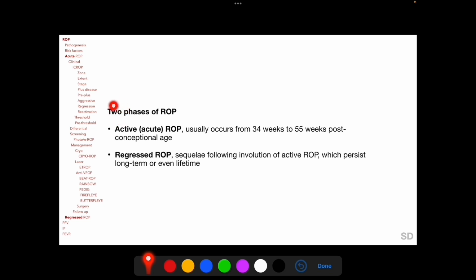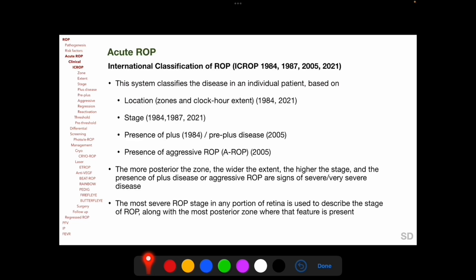Two phases of ROP are well known: an active phase and a regressed phase. Active ROP usually occurs from 34 weeks to 55 weeks post-conceptional age, and regressed ROP describes the sequelae following involution of active ROP, with this sequelae persisting long-term or even lifetime. So it is important to note that active ROP develops and progresses within a very short period following birth in premature infants. We will first be describing the clinical features and management of acute ROP and then describe regressed ROP.